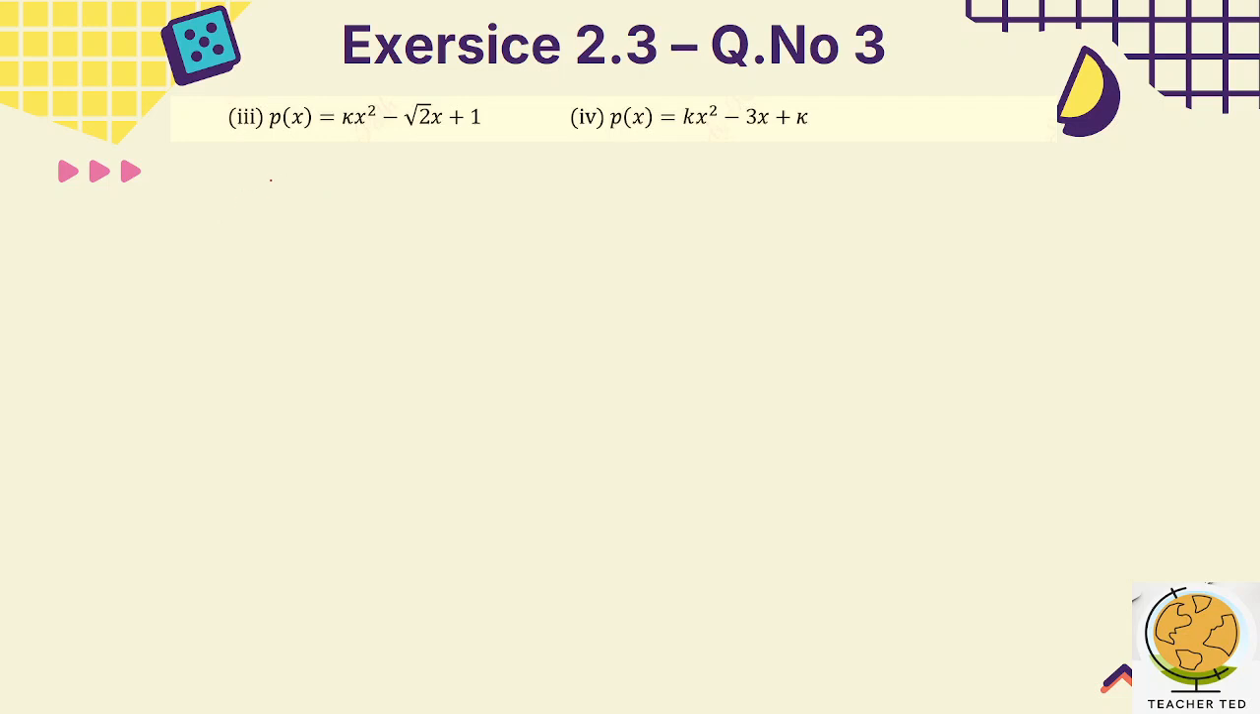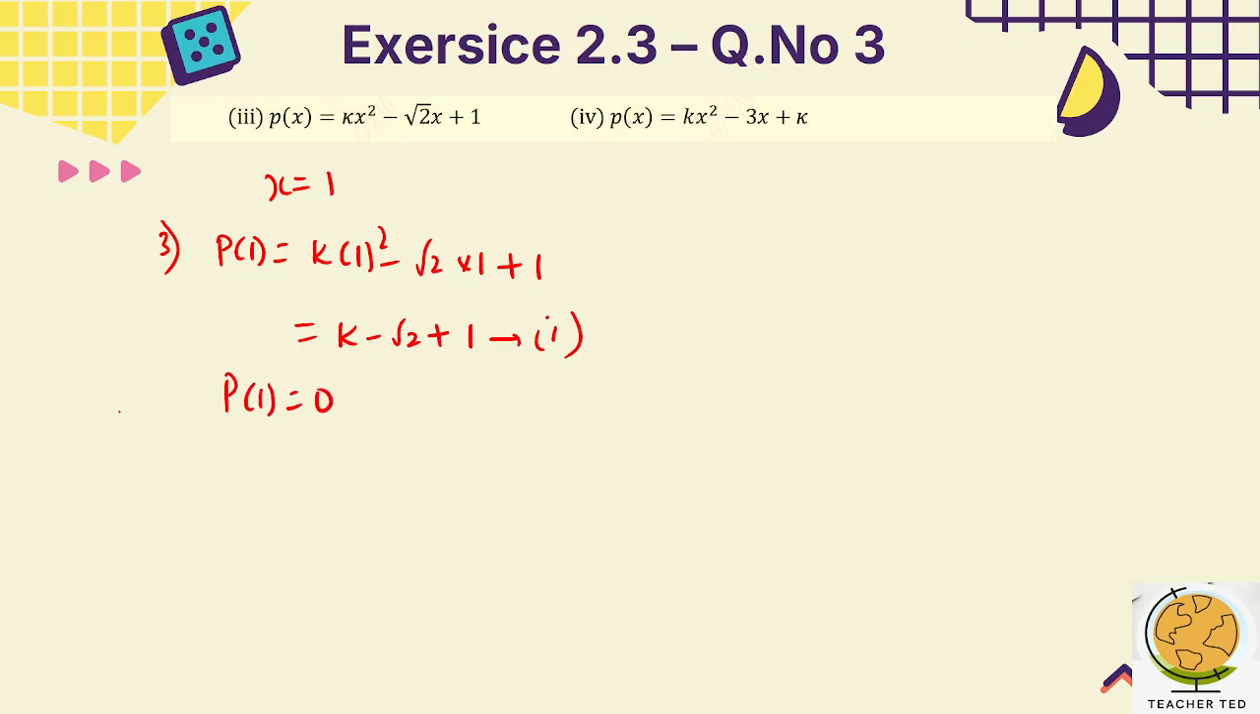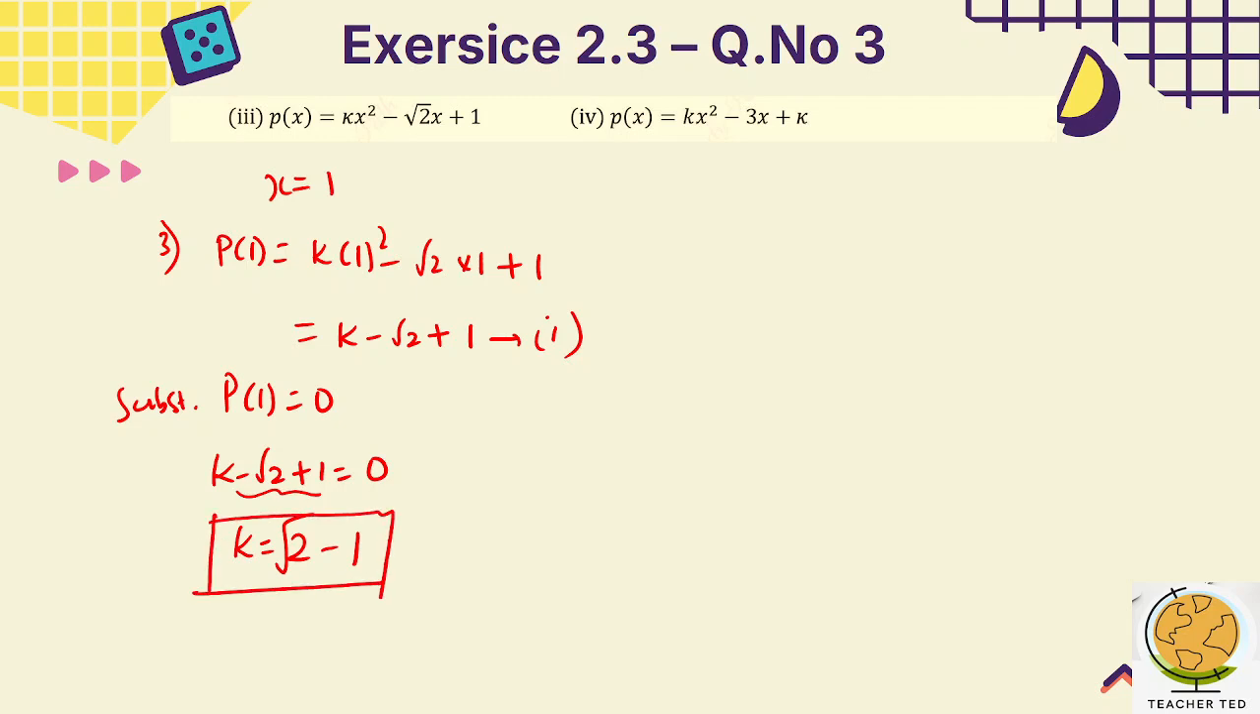Next problem, again x is equal to 1, you substitute for all the problems. The same procedure continues here. So the third problem, p of 1 is equal to k into 1 square minus root 2 into 1 plus 1. So k into 1 is k, minus root 2 plus 1. This is the given equation. Again, substitute p of 1 is equal to 0. It becomes k minus root 2 plus 1 is equal to 0. You take these two to this side, they become opposite signs, root 2 minus 1. So k is equal to root 2 minus 1 is the answer for the third problem.